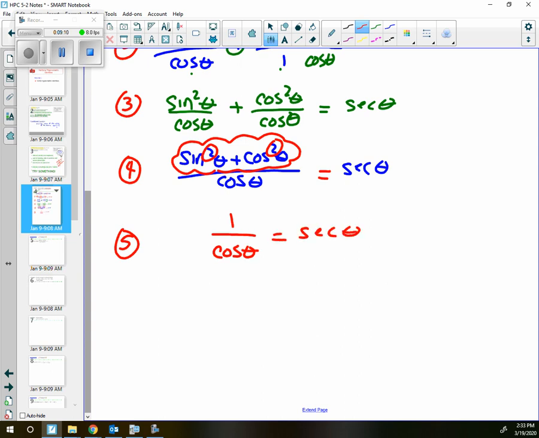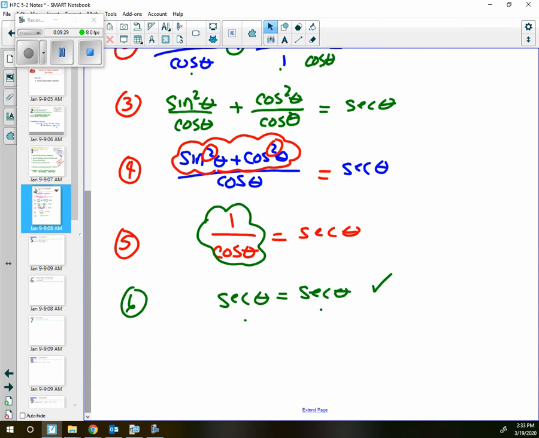Another great thing to look at is the other side of the equation. You want secant. Wouldn't that be nice if it was 1 over cosine? Because guess what? What's 1 over cosine? Now we again can make that substitution. Final step 6 here. Secant of theta is equal to secant of theta. Your last statement needs to be an identity, the same thing on each side. So we have verified it. We know that this is a true statement for all values. It doesn't matter what angle you pick, they will be the same on both sides.